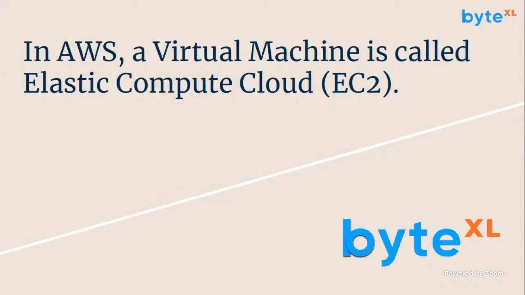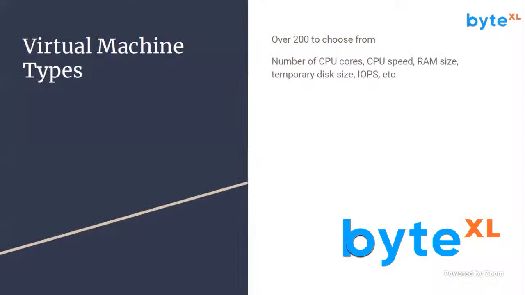In AWS, we call the virtual machine an Elastic Compute Cloud. It's just called EC2, just additional information related to AWS. There are over 200 virtual machine types you can choose from. Based upon the configuration, you can choose different CPU cores, CPU speed, RAM size, temporary hard disk size, and many other options in the virtual machines.